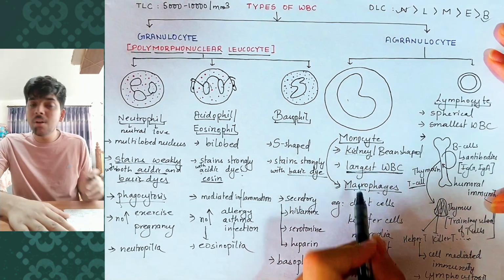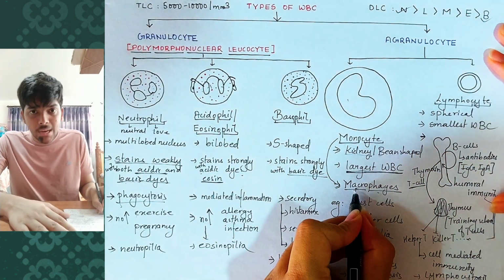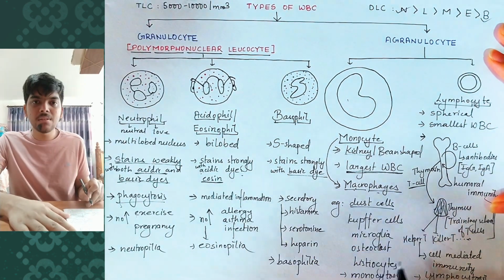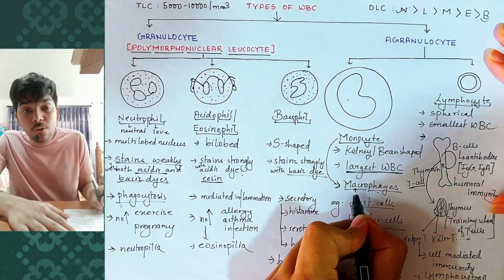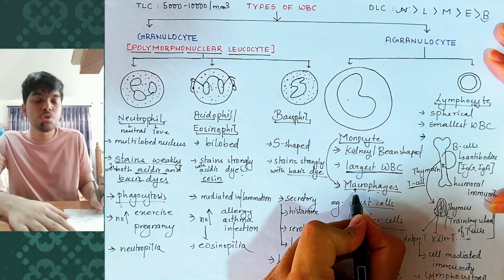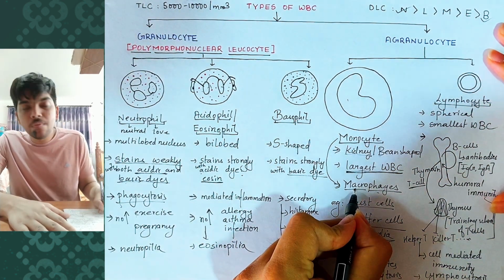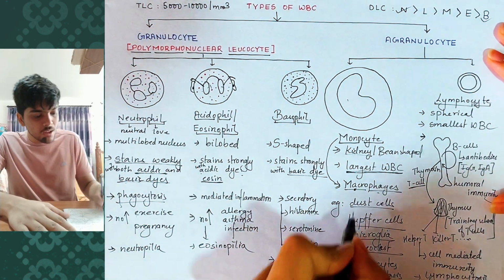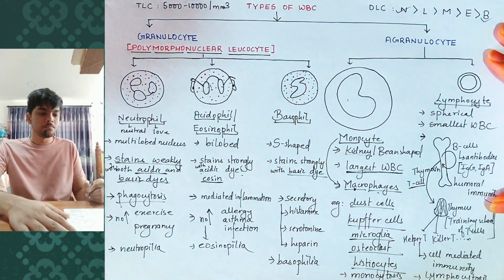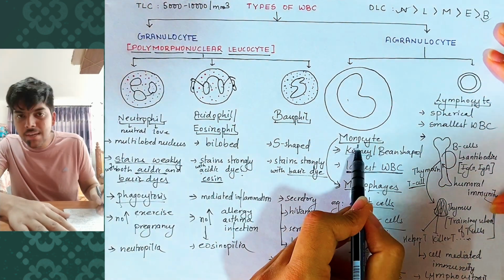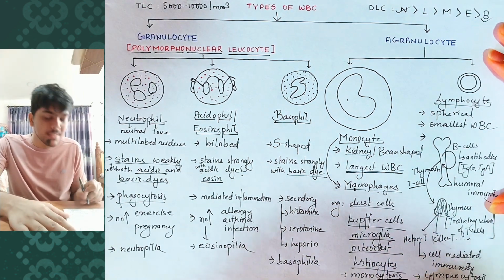The macrophages found in different parts of the body have their own names. For example, macrophages found in alveoli are called dust cells. Macrophages found in liver are called Kupffer cells. Macrophages found in the central nervous system, such as your brain, are called microglia. And macrophages found in bone are osteoclasts. Macrophages found in connective tissue are histiocytes. When the number of monocytes is more than the normal number, that's called monocytosis.